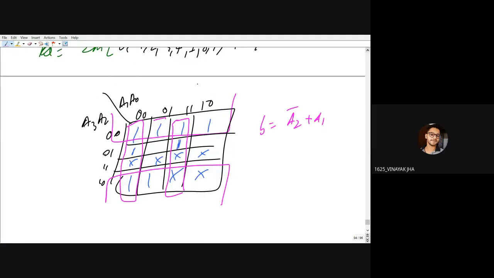Sir, we have next class also. Yes, just a second. A1 bar, A0 bar, A1 and A0, right?